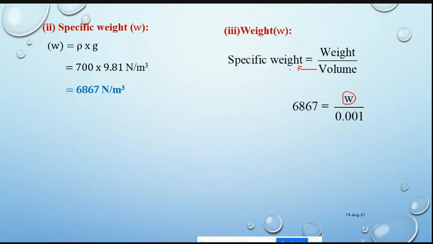Similarly, specific weight is available, that is 6867 Newton per meter cube. You have to multiply this 6867 with 0.001. So the final answer for weight is 6.867 Newton. Okay. Any doubts?